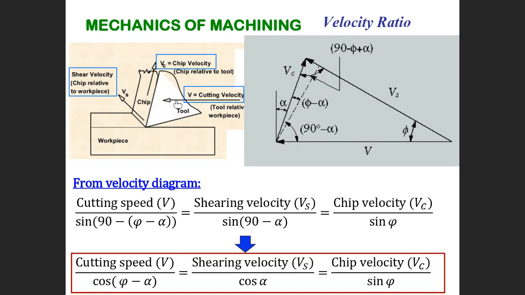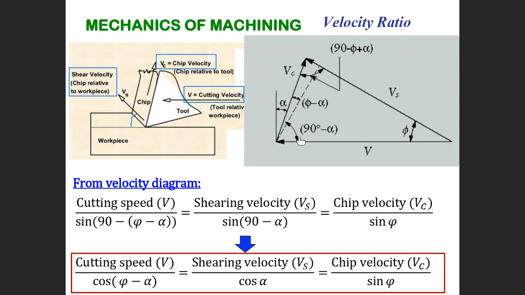You plot this as V horizontal. This is Vs, the shear velocity. The angle here is phi, between the horizontal and Vs. Then this is the chip velocity, Vc, which will close the triangle.